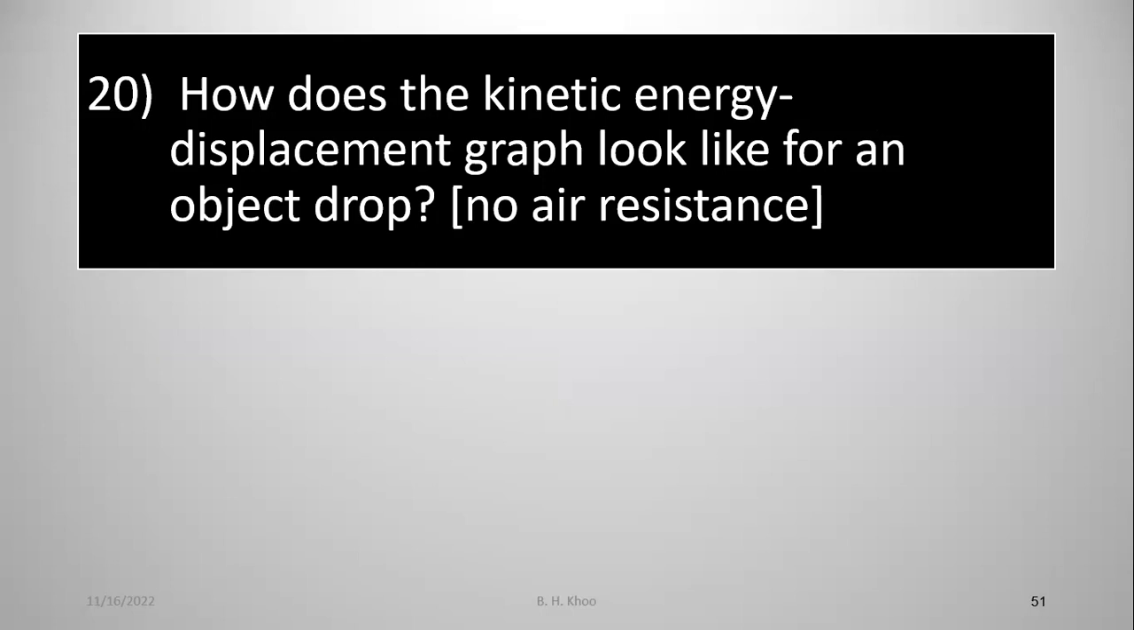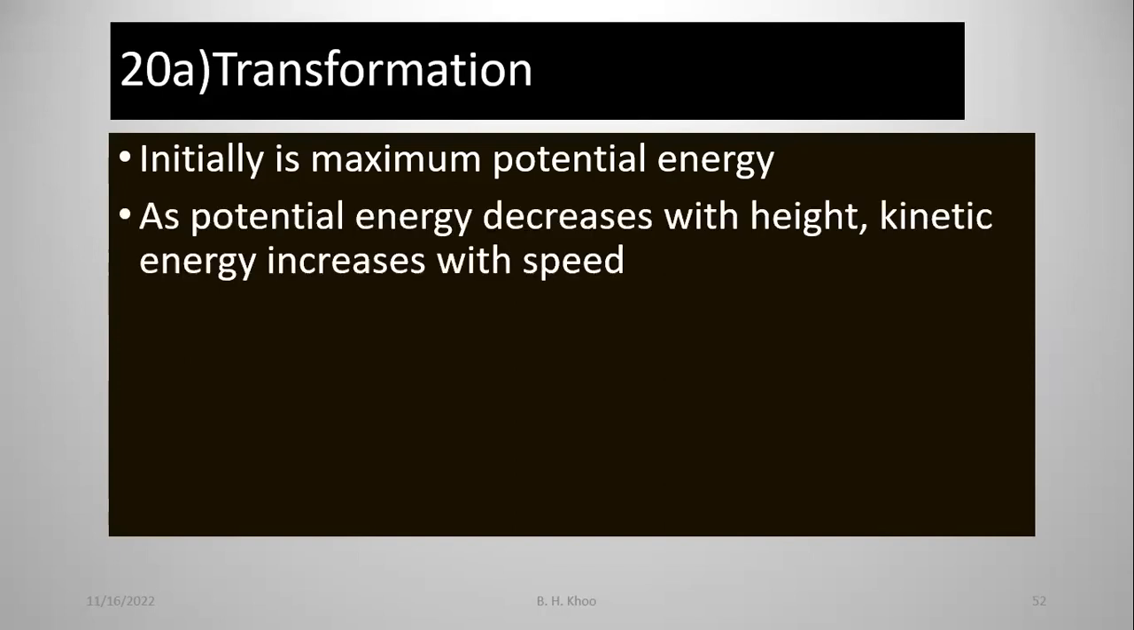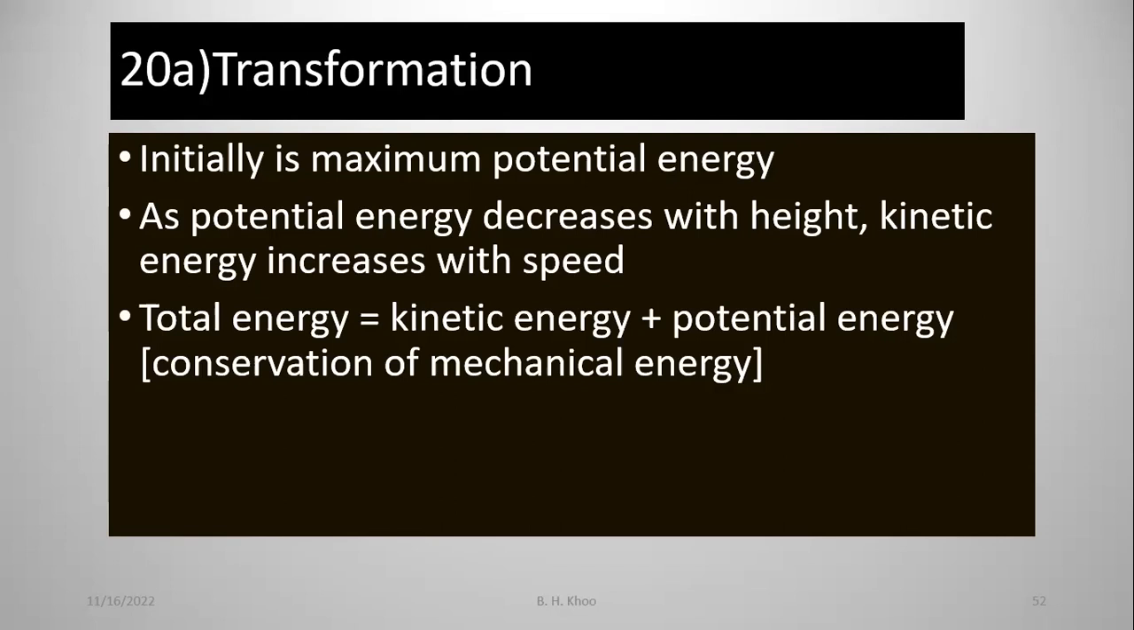How does the kinetic energy displacement graph look for no air resistance? Initially the object is at high potential energy. As the potential energy decreases with height, kinetic energy increases. Dropping an object, it initially has high potential energy, then the kinetic energy increases. The height becomes smaller, so the potential energy becomes smaller. So total energy is constant with no air resistance. Total energy at any time is just the kinetic plus potential. This is called conservation of mechanical energy.